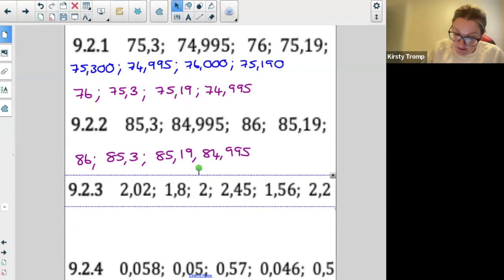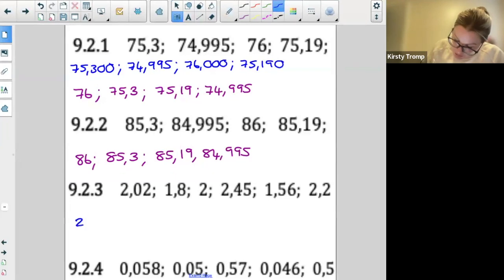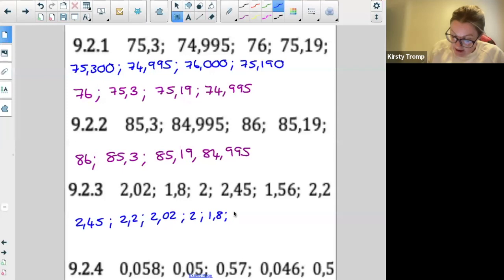All right. Number 3. The biggest number that's there is definitely 2,45 when you put all your zeros in. Okay, when you put all your zeros in, so 2,45. Then I have 2,2. Then I have 2,02. Then I have 1,8, and 1,56.